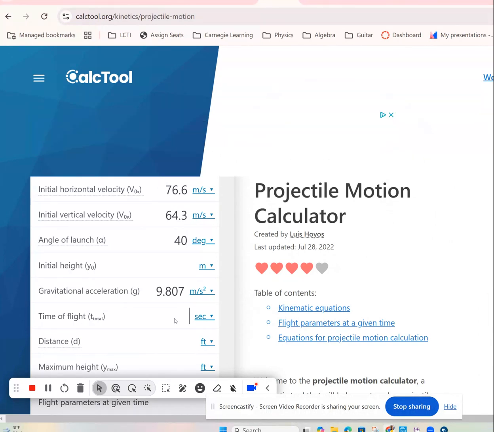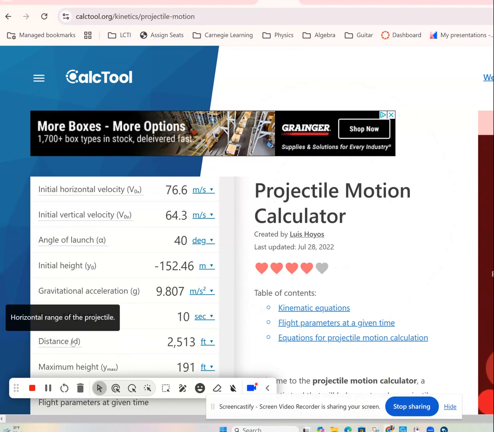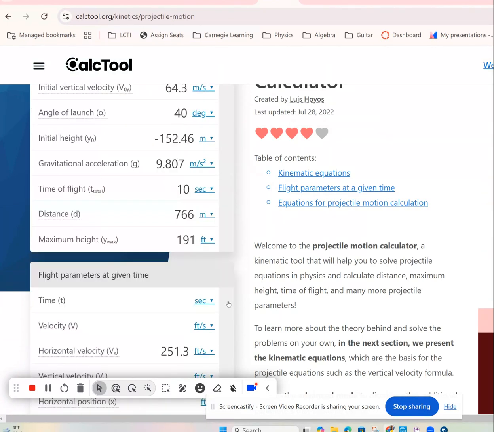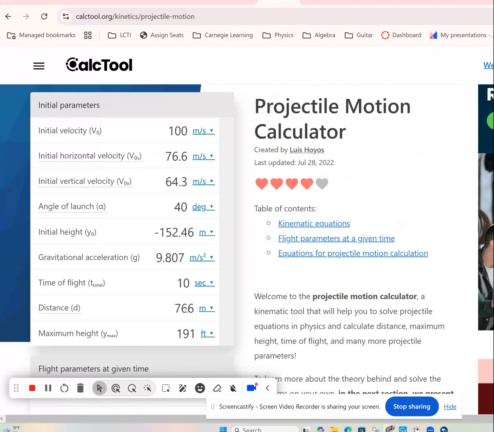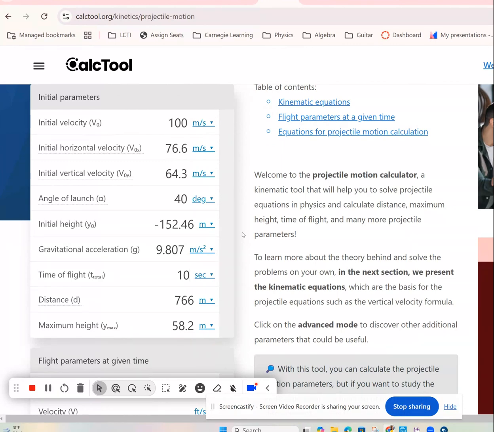See, if I say its time of flight was 10 seconds, well, it can tell you how far you started off the ground. It can tell you the initial height is negative 152. So you are 152 meters below the zero. It tells you how far it went horizontally, 2,513 feet, which, yeah, let's change that to meters. What would that be in meters? It went 766 meters. And make sure everything, it's hard to keep track of, I will admit sometimes, but make sure everything's in meters, seconds, and degrees.